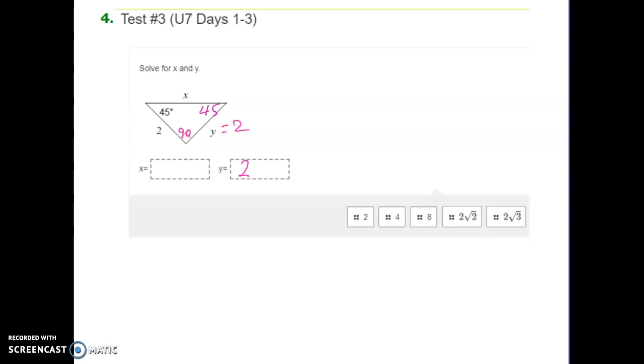So that makes y 2. And be careful about what is x and what's y, because if you switch them, then they're wrong. The relationship between the lengths of the sides and the hypotenuse is times the square root of 2. So x is just 2 times the square root of 2.